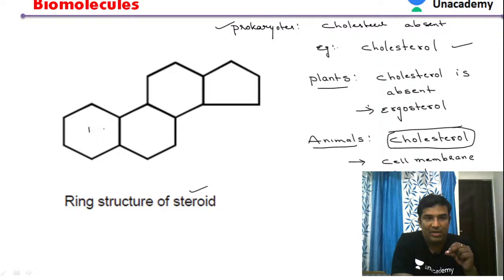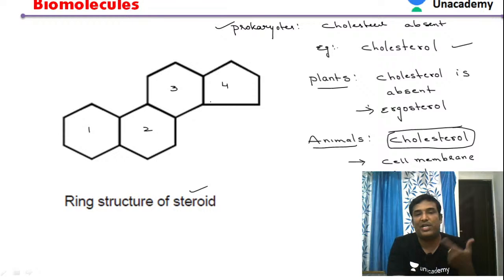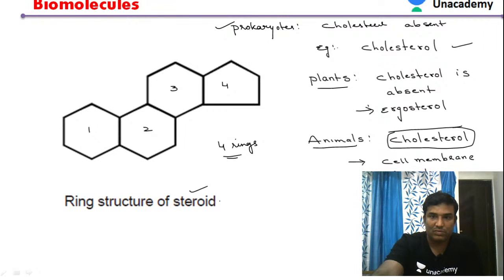If you see here, there are 4 rings present. Remember students, how many rings are present in a typical cholesterol structure? They will ask in a multiple choice question, so you can clearly remember that it has 4 rings. It is actually called a phenanthrene ring. So that is about cholesterol students.